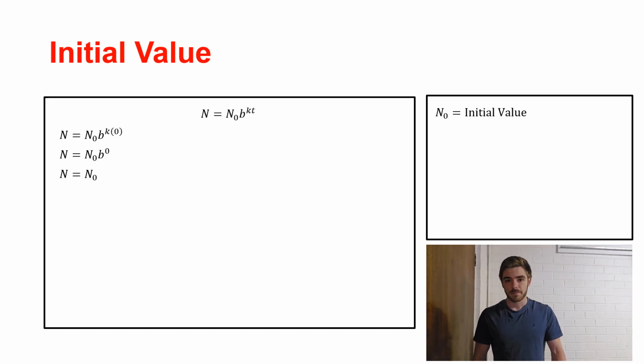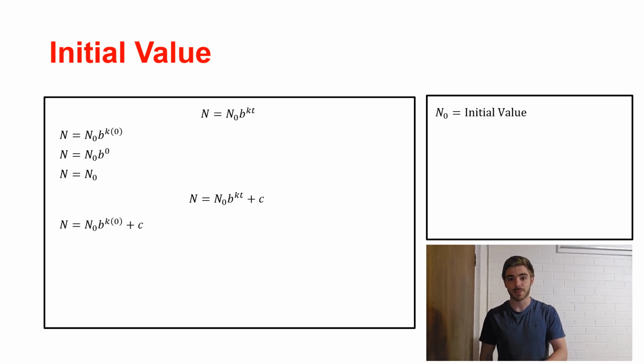Just a quick note on this. If your exponential also has a vertical translation, then this doesn't necessarily hold quite as well. If you sub in t equals 0 into this, you're going to have both n0 and c, your vertical translation. This is very rare though, I just thought I'd mention it just in case you get one of those crazy questions.